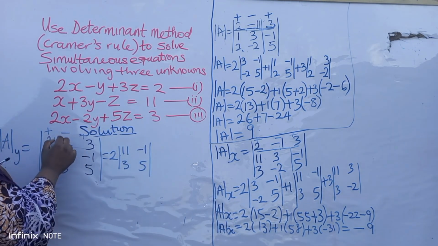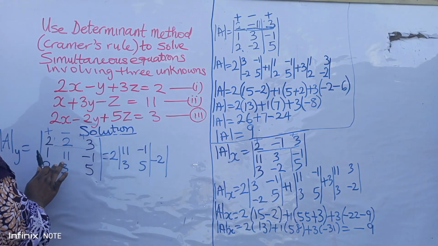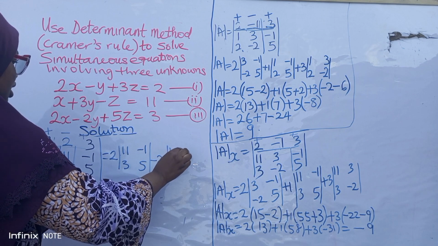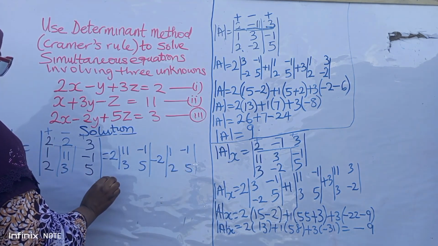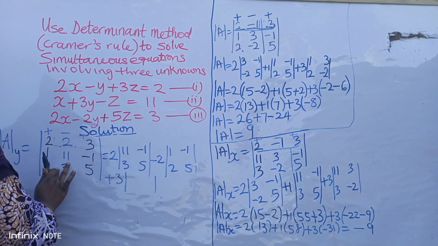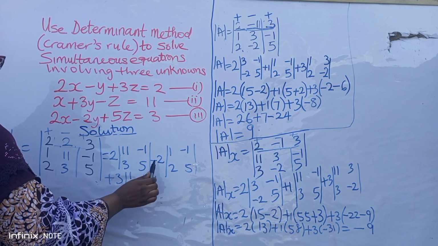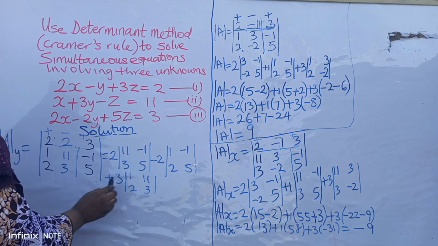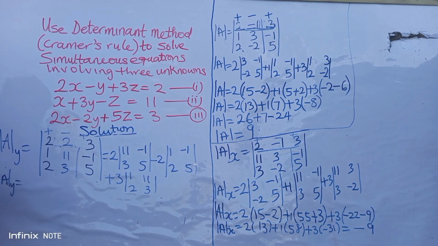Then this minus 2, you write minus 2. Cover it horizontally, cover it vertically. So you are left with 1 minus 1, 2, 5. So then plus 3. Cover it horizontally, cover it vertically. So it will be 1, 11, 2, 3.